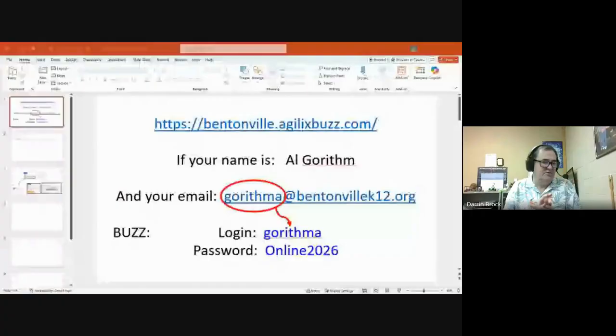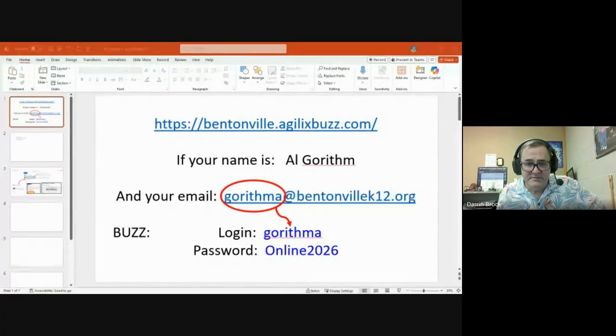Here, I'll put this up on the screen as well for our new folks to log in at Buzz. Your login information is, when you go to that website, there'll be a login and a password. The login information is right here at the bottom of the screen. Whatever your school email is, like this is Algorithm, one of my students. His email is Gorithm A at Bentonville K-12. So Gorithm A would be the login.